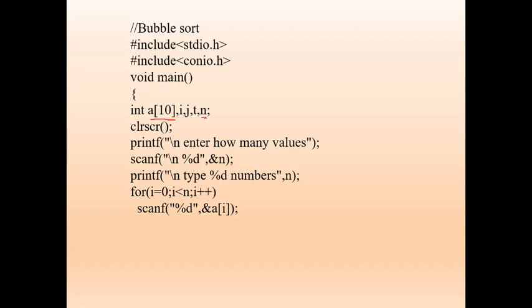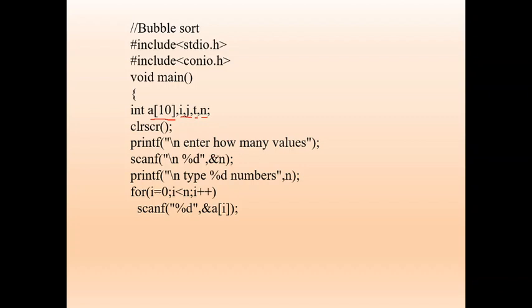Next, N to read number of numbers. How many numbers I want to read? This is N. I and J for looping purpose. You know, for loop. T is for swapping purpose. Using a third variable to swap two numbers. Swapping is important in the sorting.